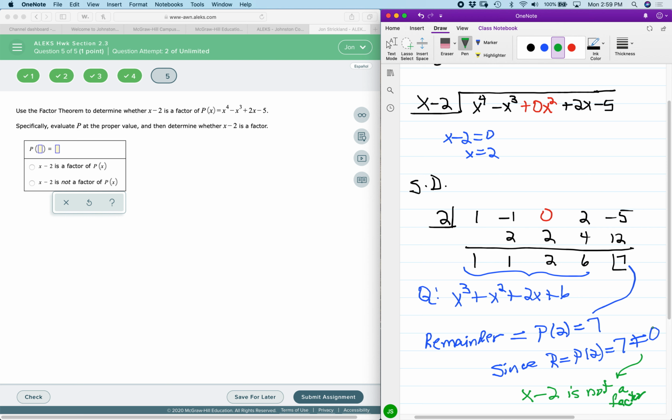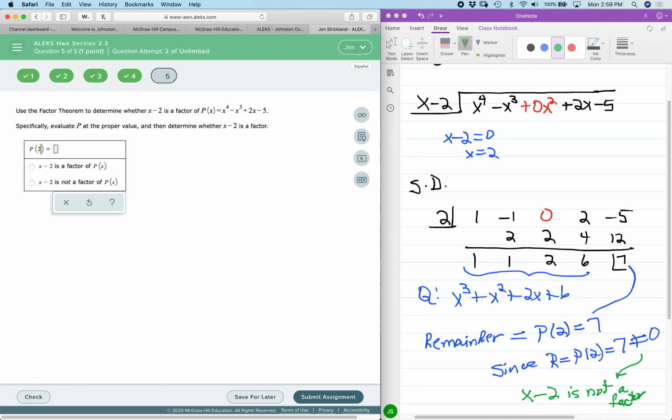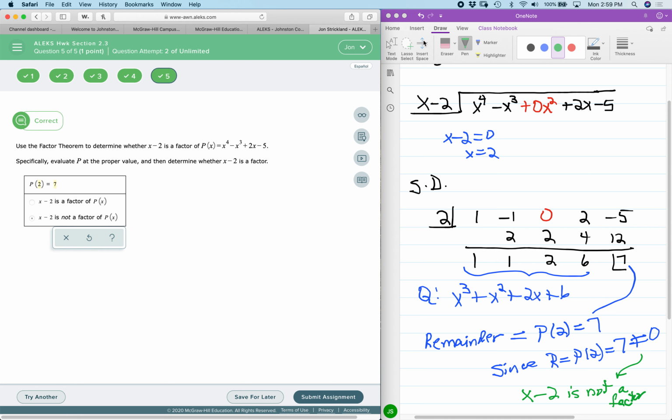So we have, okay, p of 2 is equal to 7. And again, x minus 2 is not a factor, and checking out, the result is correct.